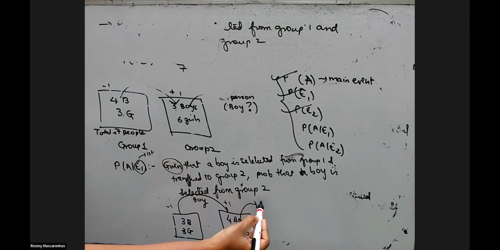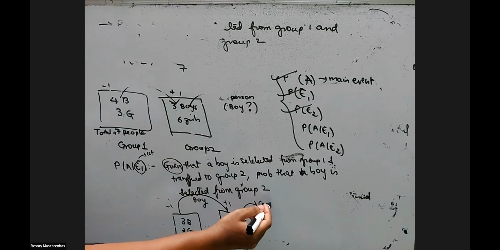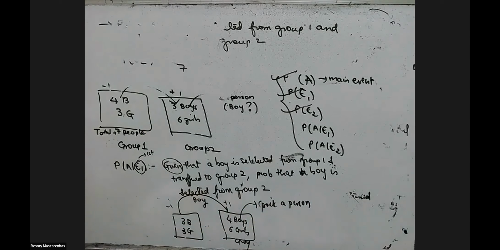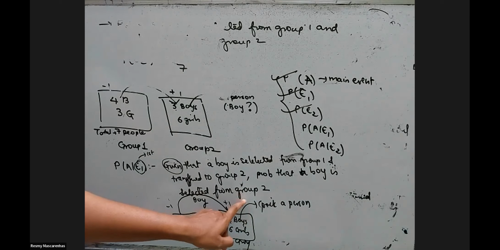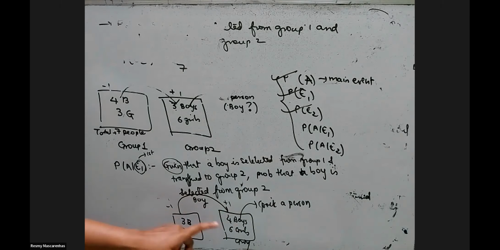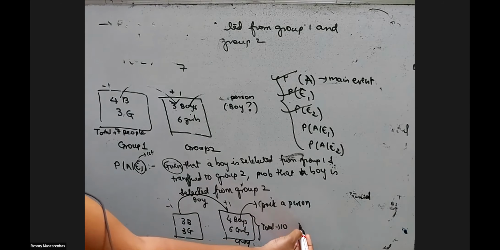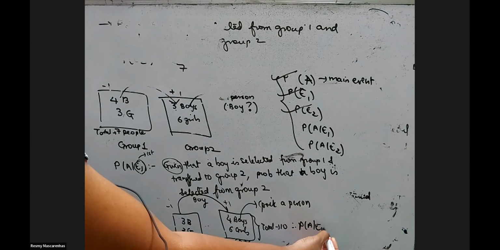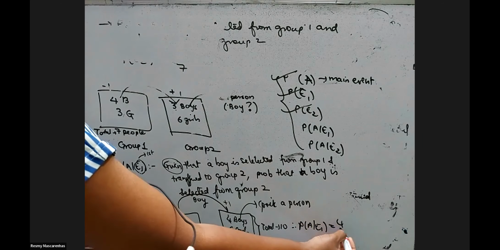Now from here I need to pick a person from group 2. What are the chances when you go to pick a person from group 2? You have 4 options because you are assuming that a boy was transferred. Now you have 4 options out of a total of how much? Total is 10. So P of A upon E1, right below this. Therefore, P of A upon E1 is 4 out of 10.